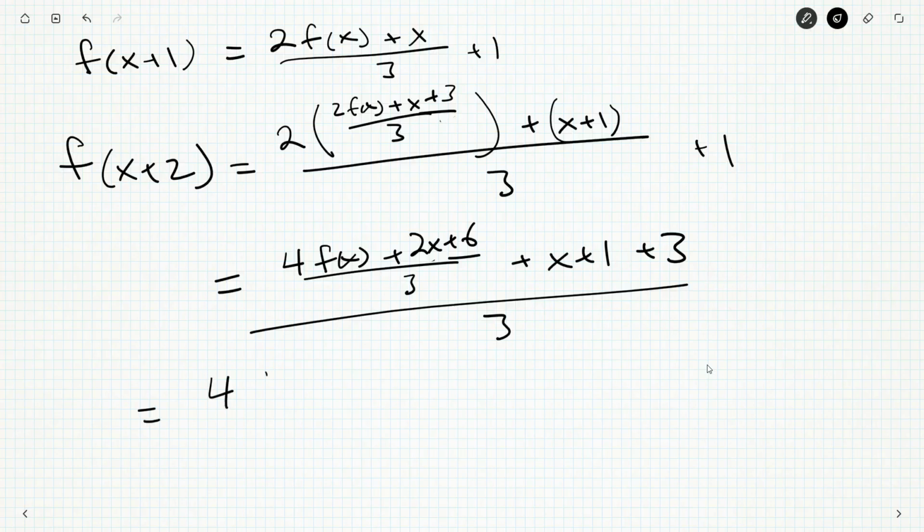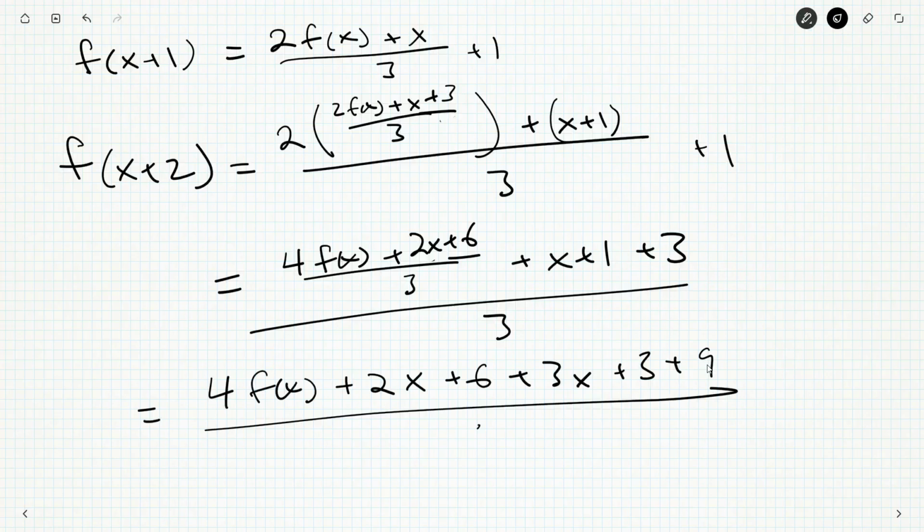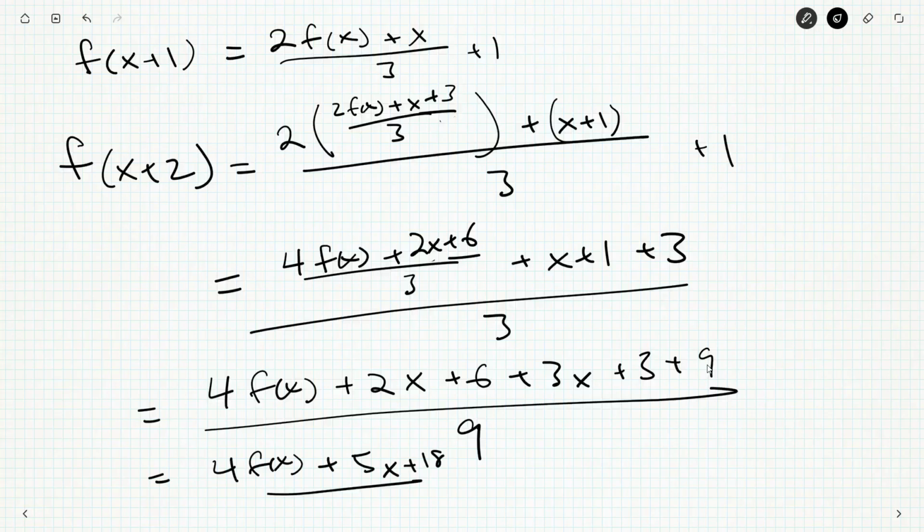So I'll get 4f of x plus 2x plus 6 plus 3x plus 3 plus 9 all over 9. Yes? Yes. So I can clean that up a little bit, not that I think it's going to help me much. 5x and then 9 plus 3 is 12 plus 6 is 18. So we'll have 18 over 9.